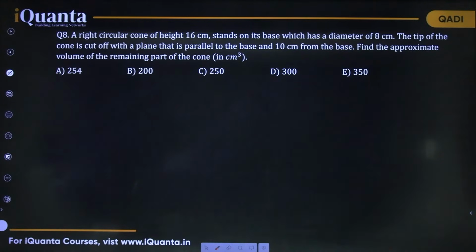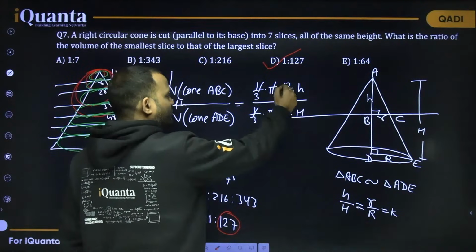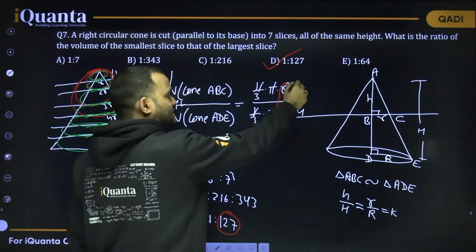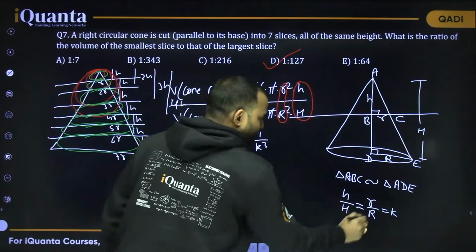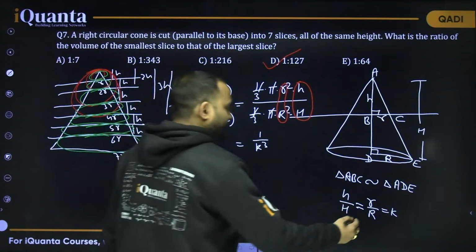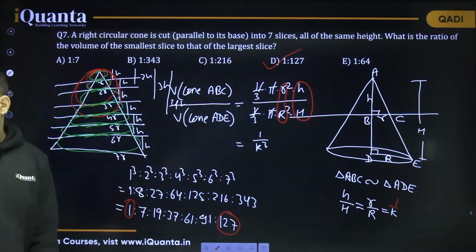Option A, yes, that is correct. Trishat is asking how it is 1 by k cube. See, r upon r is k, 1 by k, so 1 by k square. H upon h is also 1 by k. So this will become 1 by k cube. All right.